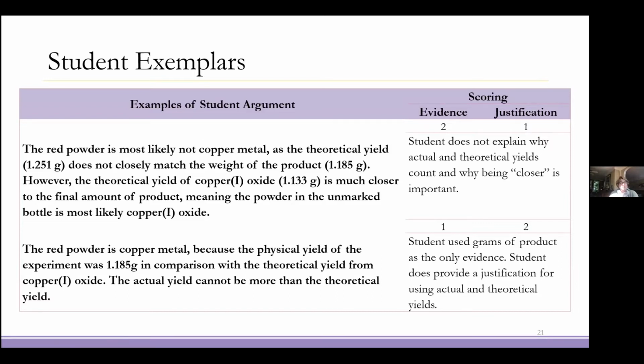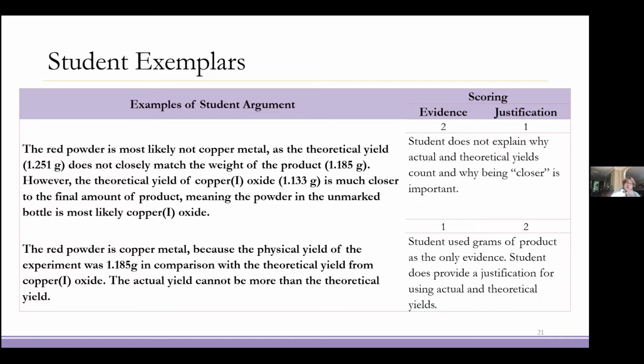So here are two examples. The first one, right away, you can see there are 3 numbers in there. So they used all their evidence. So they got a 2 for evidence, but they never explain, right? They say the theoretical yield is much closer to the final amount of product, meaning the powder in the unmarked bottle is most likely copper 1 oxide. So that's a 1 for justification. They don't tell me why closer counts. Why does the theoretical yield and the actual yield matter? Why do those count? So that was an issue with that one.